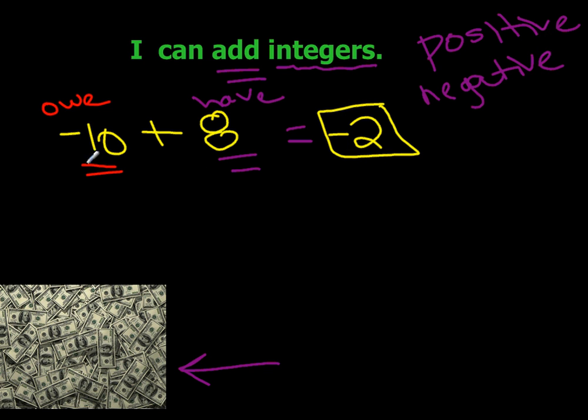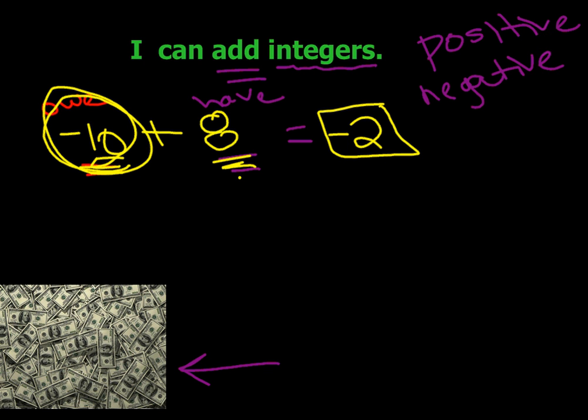So if you look, really what I'm doing is I'm taking my 10 and my 8, subtracting to get 2, and keeping the negative sign since there's more negative than there is positive. So having and owing money.